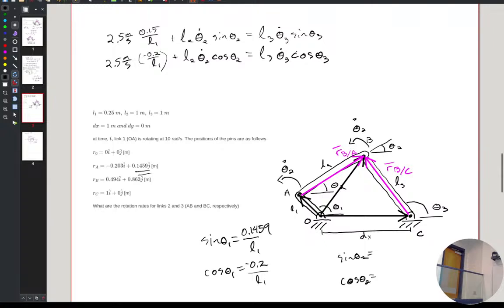Would you guys do 0.863 for the numerator of sine theta 2? So I took 0.25 times 0.25 meters times 10 raised, 0.494 over L2. Okay, 2.5, that makes sense. So you already factored or considered it. Yeah, I was just trying to plug in things and get numbers.